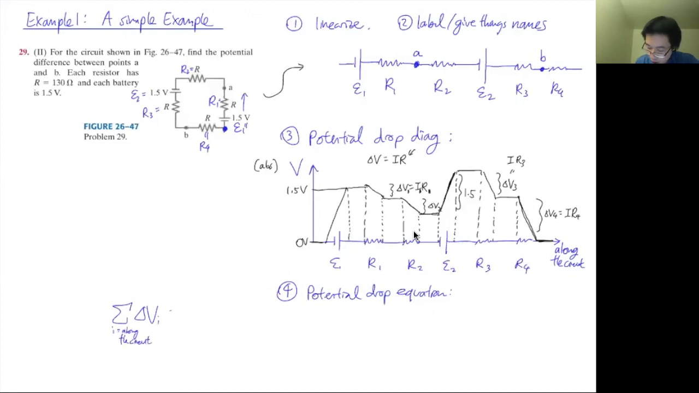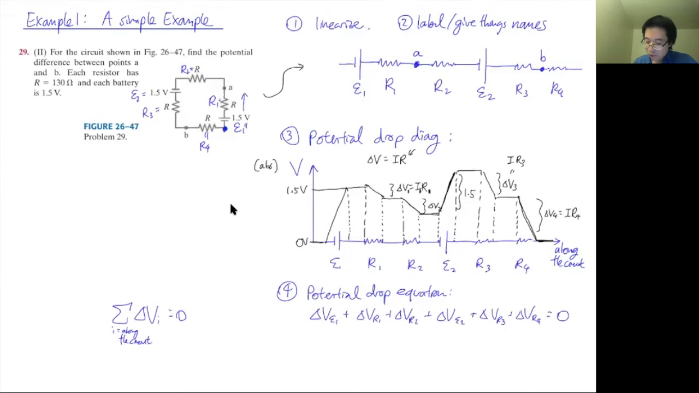So if you add up the potential difference due to E1, the potential difference due to R1, the potential difference due to R2, the potential difference due to E2, the potential difference due to R3, the potential difference due to R4, when you add all these up, they should be 0, right? Because, yeah, it should be obvious there. So what is the potential difference of E1 or epsilon 1? So it's positive E1, right?